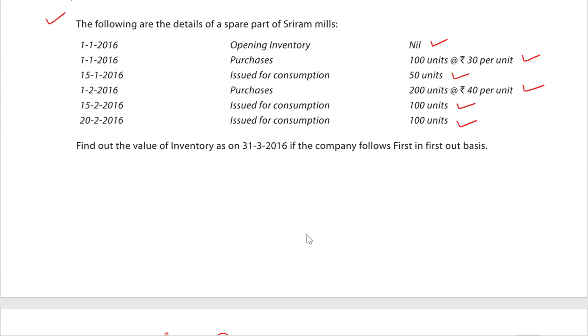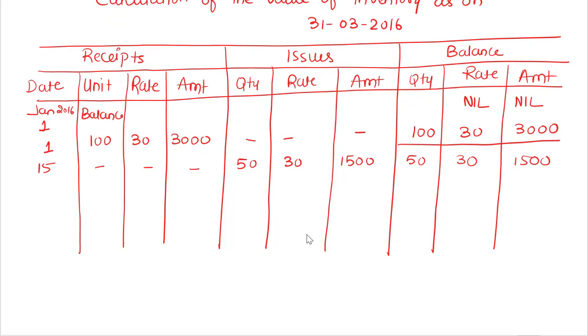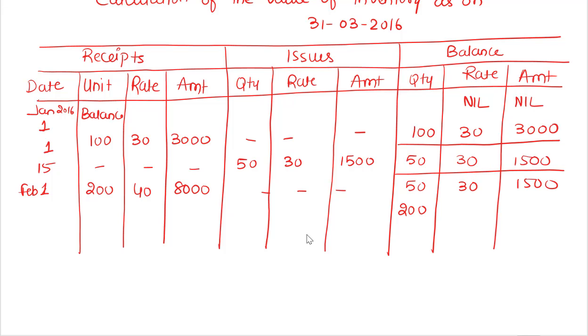1st February there is a purchase of 200 units at 40. 200 multiplied by 40 is 8000. Issues is nothing. Now the balance is 50, 30, 1500. This we already have. Now the new balance is 200 at 40 rupees, 8000. I believe you understood.